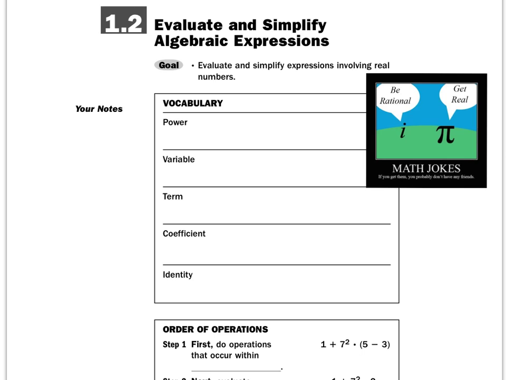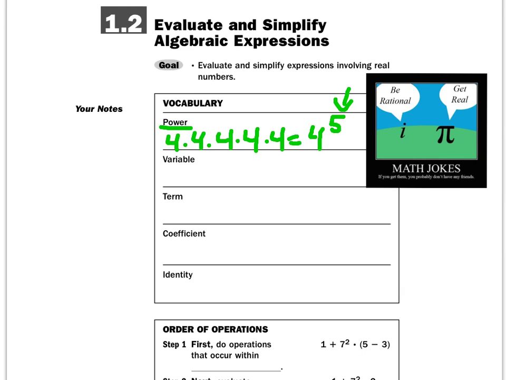When we're looking at this stuff here, the first vocab word we have today is power. And powers essentially mean this. If we take something like 4 times 4 times 4 times 4 times 4, see, that's 5 4s. We could write that in shorthand as 4 to the 5th power. And so the power here is the 5.